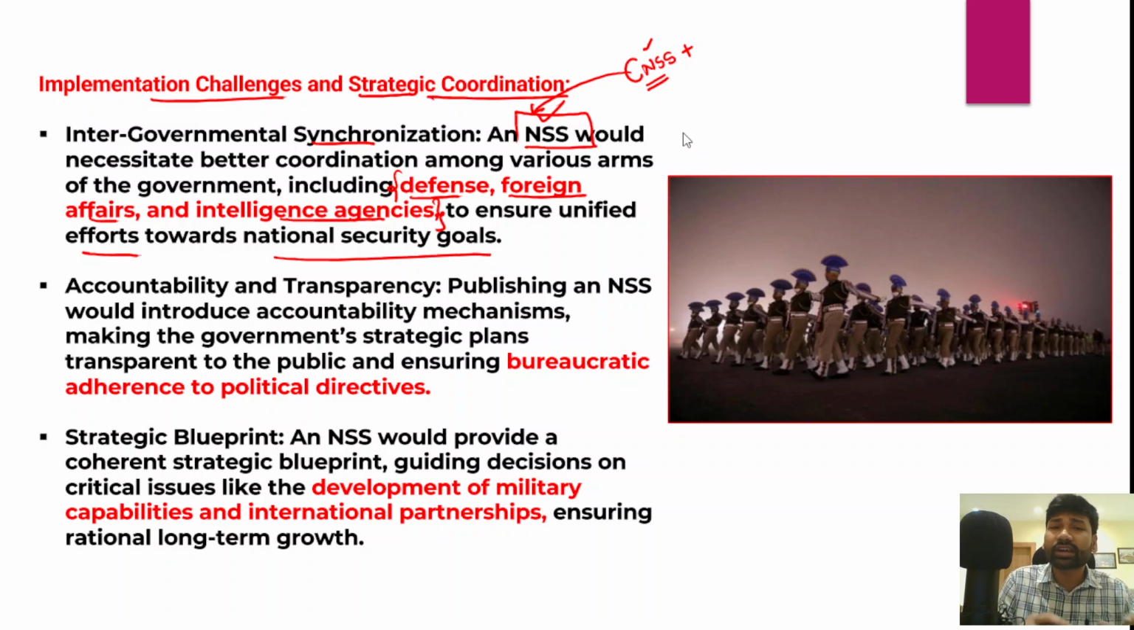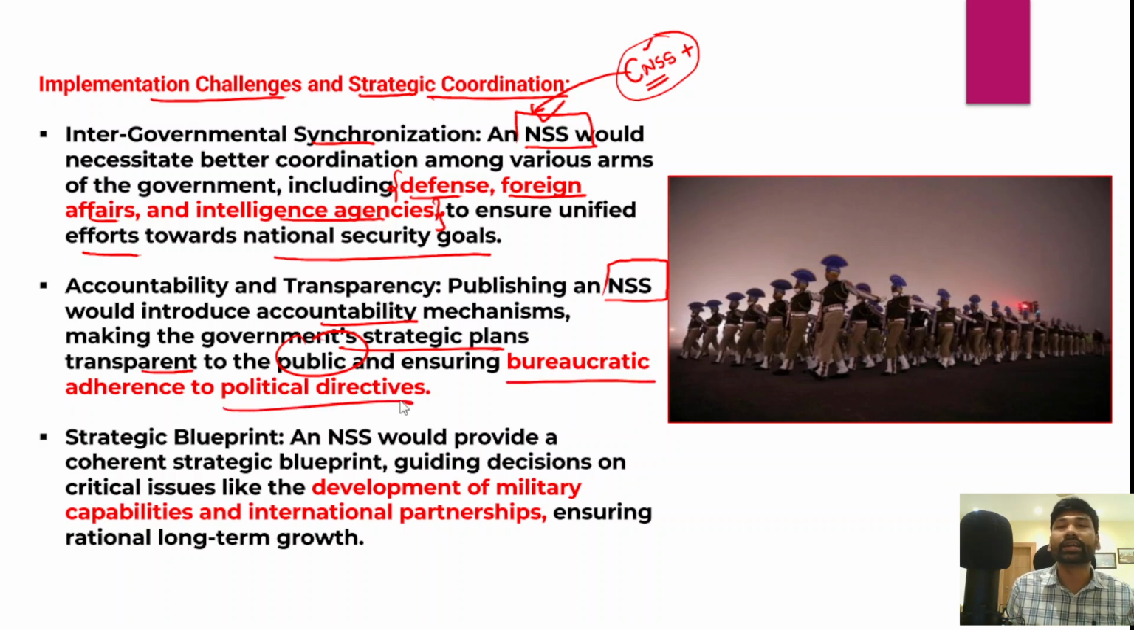And in fact, ensuring transparency and accountability is also another major challenge with respect to a comprehensive national security strategy. As we have already discussed, strategic planning in India as of now is opaque in nature. There is a lack of transparency and it is mostly concentrated among the top brass of government officials and the politicians. Therefore, publishing such a comprehensive national security strategy would introduce accountability mechanisms on the government officials and on the politicians and across different arms of the government, right, which coordinate and cooperate with each other, making the government's strategic plan transparent to the public and ensuring that the bureaucrats adhere to these political directives.